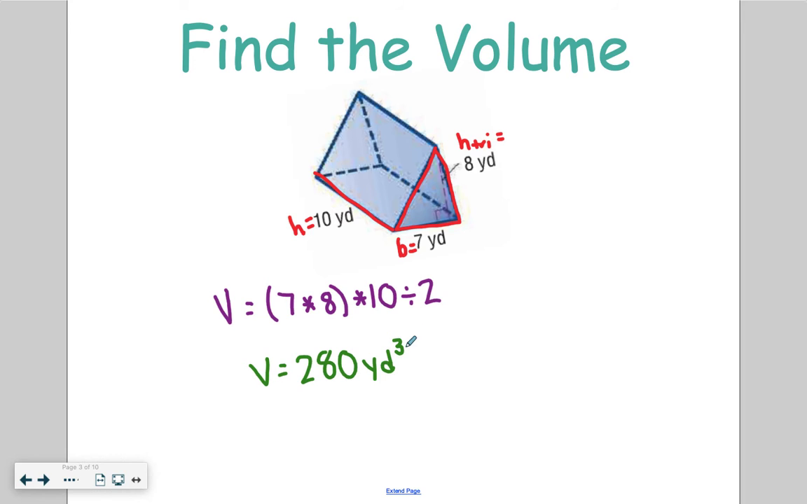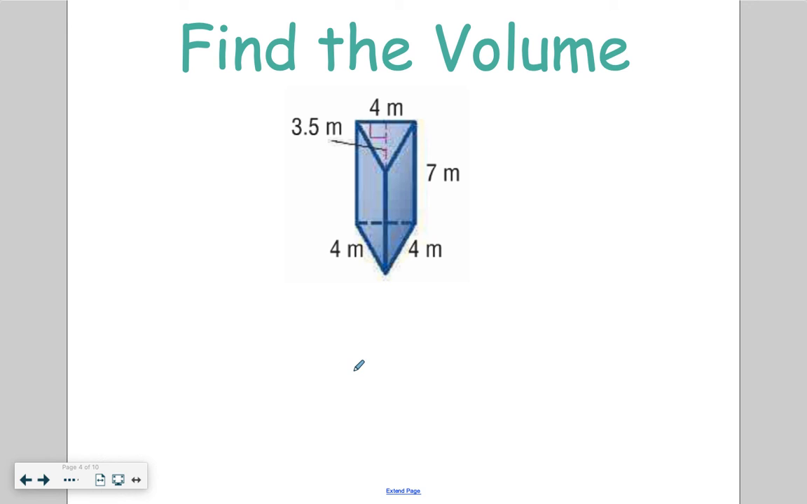So you want to make sure you have that cubed to show that it is volume. So again, plug it into the calculator, get your answer. I'm going to go through another one.